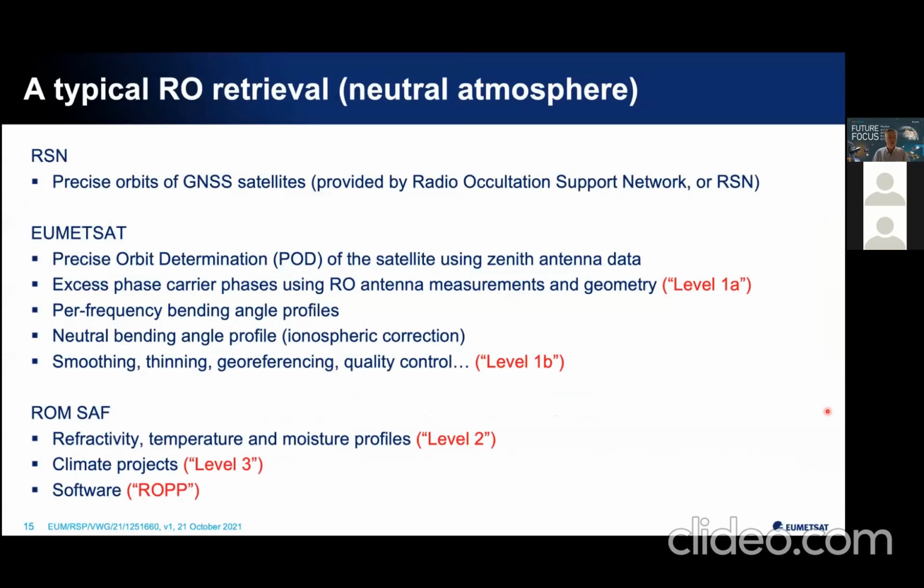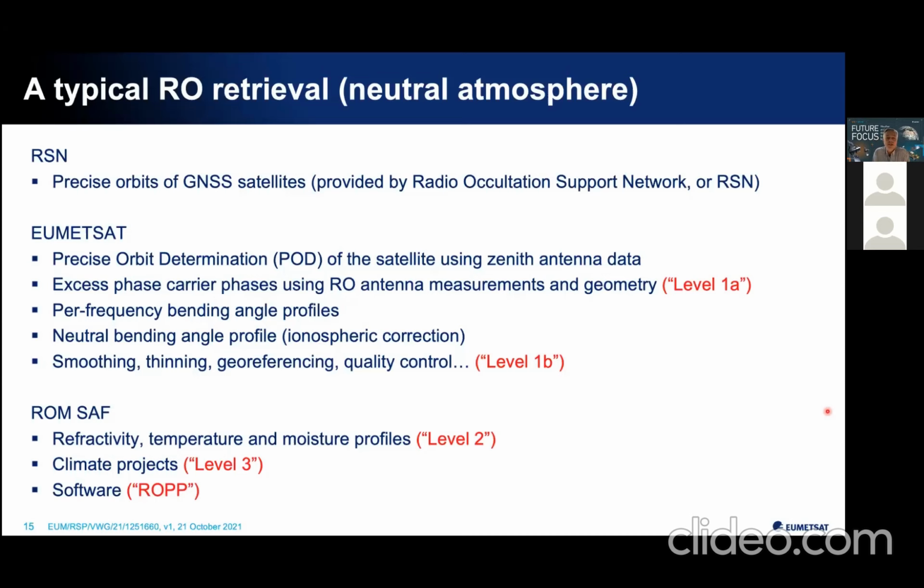What we are doing when we are doing radio occultation retrieval is that we first need precise orbits of all these GNSS satellites, and that is provided to us through a service called the Radio Occultation Support Network. That is a company in Spain currently doing that, and they are operationally providing us with high precision orbits of these satellites. And then at EUMETSAT, we start with carrying out the precise orbit determination for the satellite using the zenith antenna data, and then we are calculating the excess phases. That is the difference between the straight line connection. And we call that the level 1A.